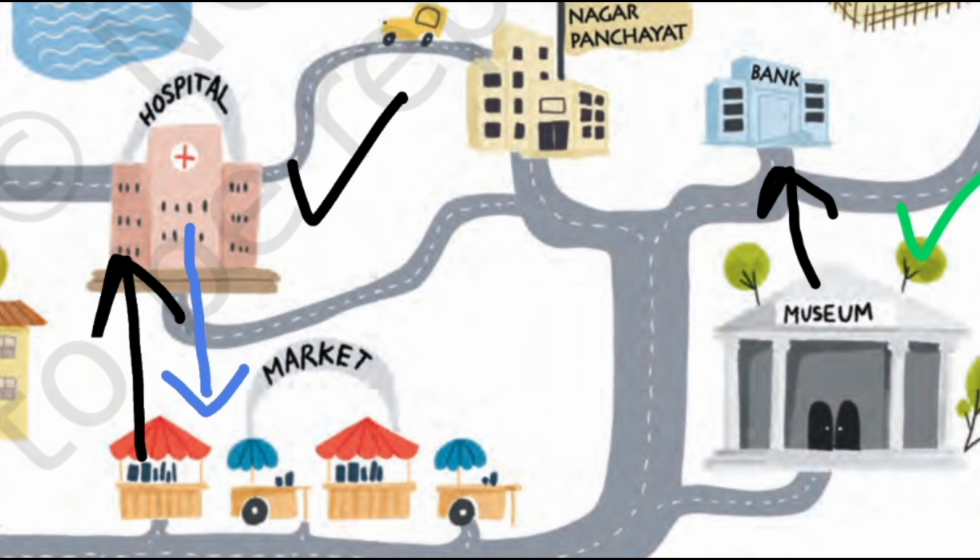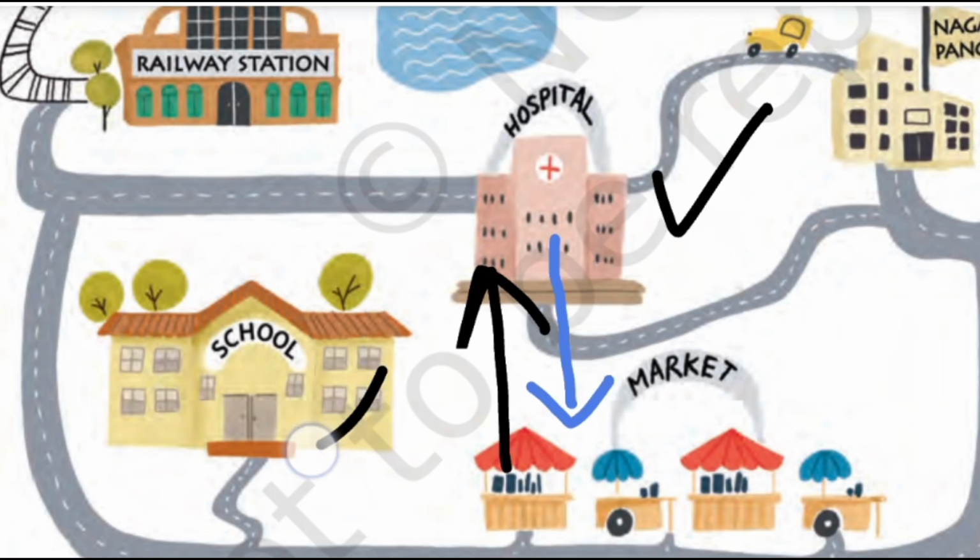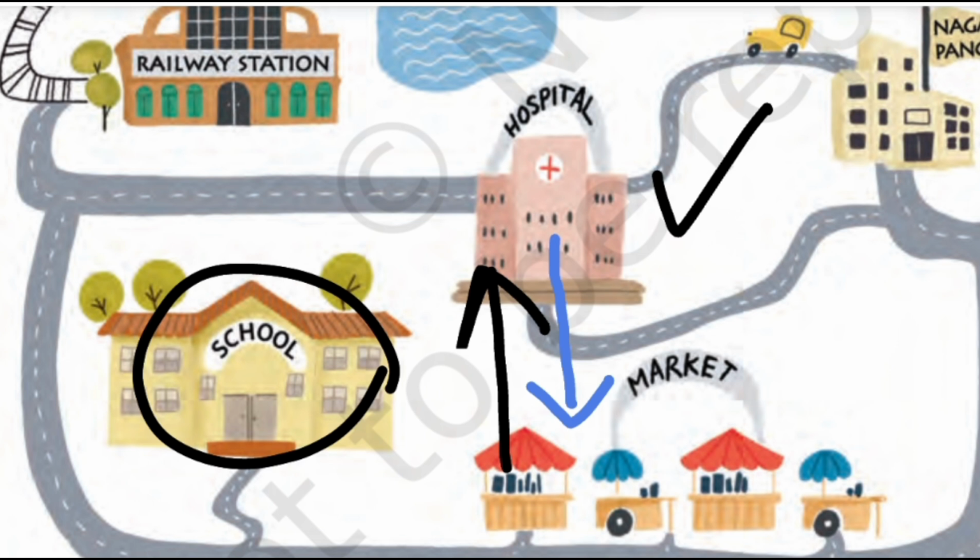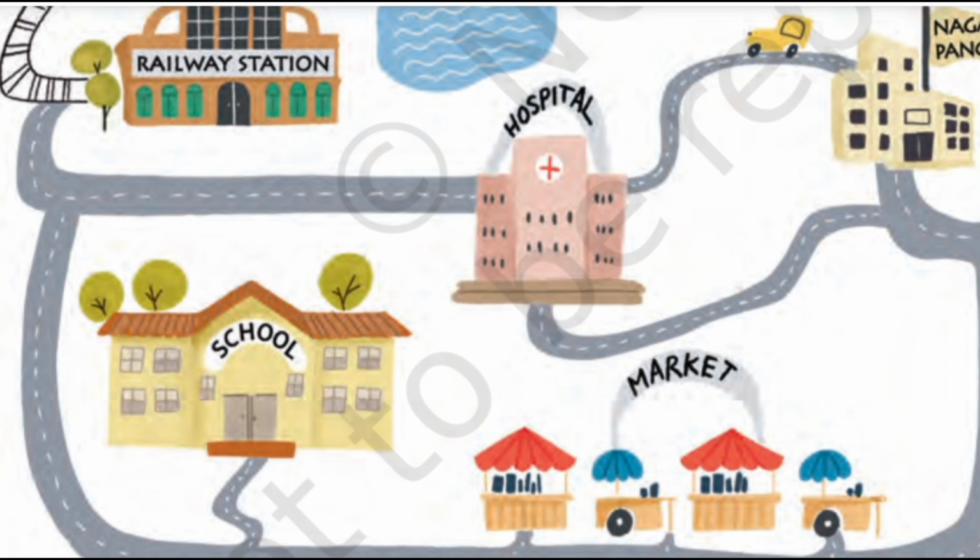Now we can take another example. We can find out the direction of the school with respect to the hospital. With respect to hospital means we take the hospital as a reference point. So what is the first step? From the reference point we make an arrow. So this is an arrow.